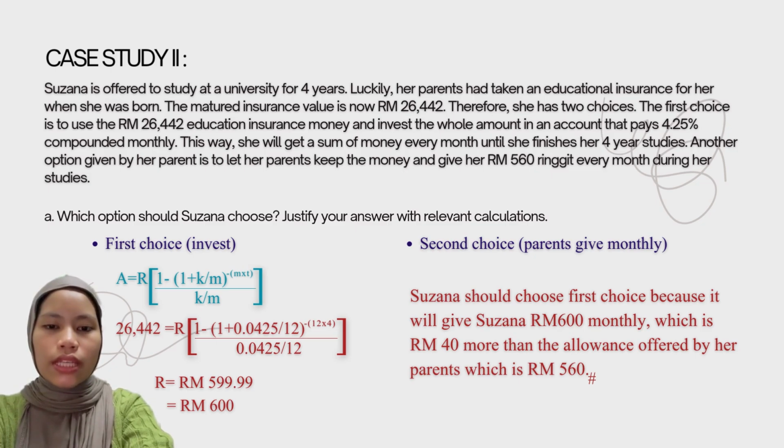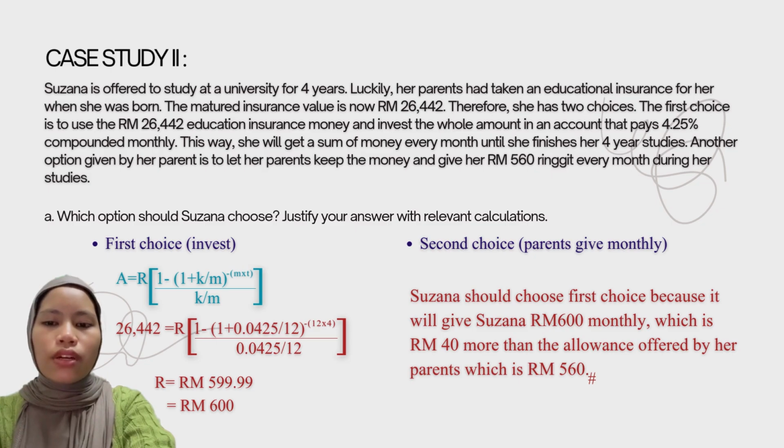So if the first choice is we use the insurance, we use the formula A equals R(1 − (1 + K/M)^(−M×T)) divided by K/M. So 26,442 is the amount for A, 0.0425 is the K, and M is 12 as it is compounded monthly, and it is kept for 4 years. So T is 4. So the total R that we get is 599 ringgit and 99 cents, but we take it as 600. And the second choice that Susanna has is that her parents give 560 ringgit monthly.